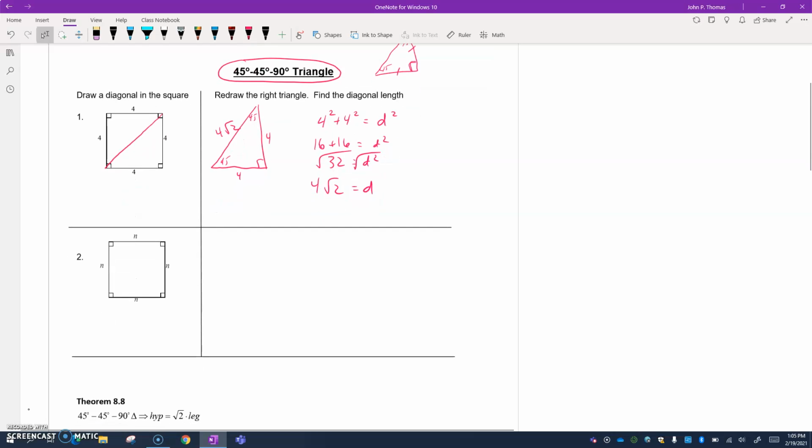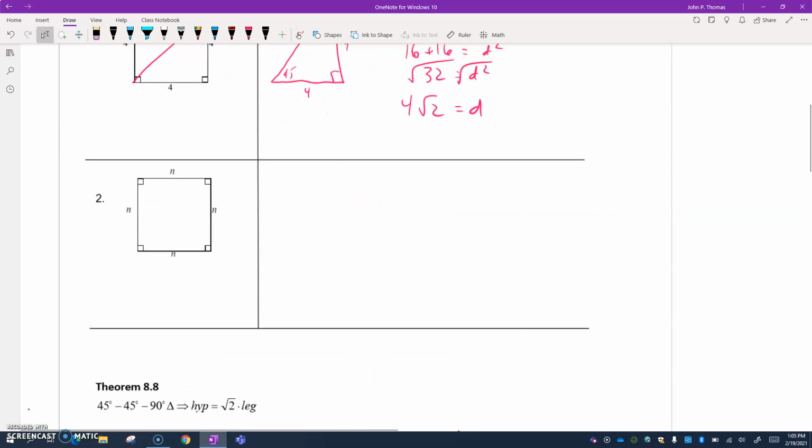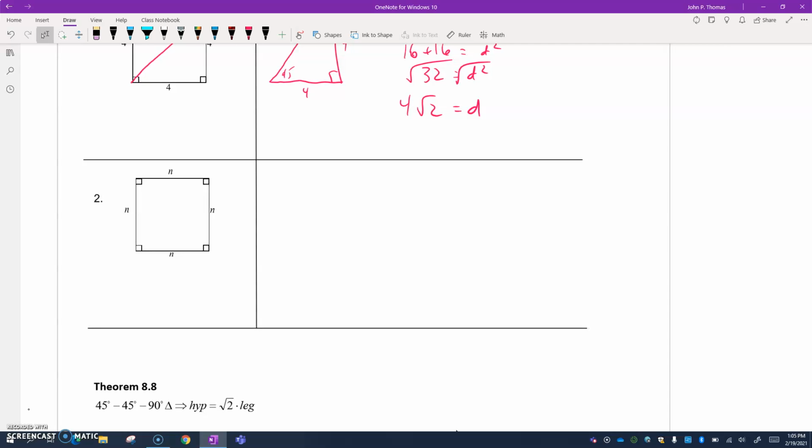Now, the next one asks us to go on and look at this in a more general case. We're going to approach it exactly the same way, but this time we're going to see if there's a pattern. We're going to stick with a square with n on each side. When I draw on that diagonal, I still get a 45, 45, 90 triangle. I'm going to pull that off to the side over here, so we've got it by itself. So I've got n on this side, n on this side, and then I've got my 45s in each corner.